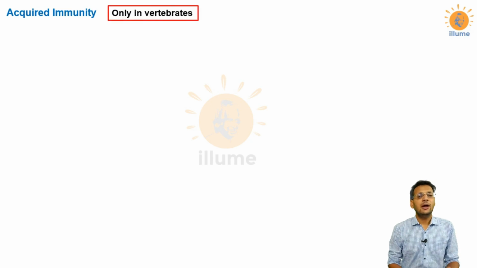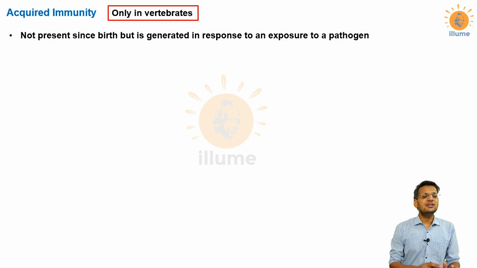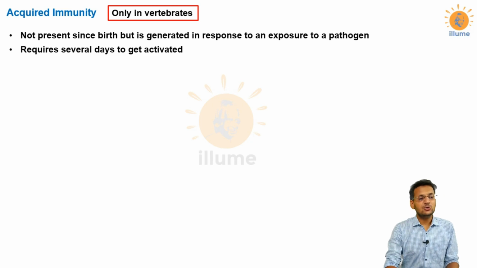The most important thing is that acquired immunity is present only and only in vertebrates. Invertebrates don't have acquired immunity. It is always generated whenever any antigen or pathogen enters your body and requires several days to get activated. See, innate immunity is always ready, but acquired immunity takes time to get activated.